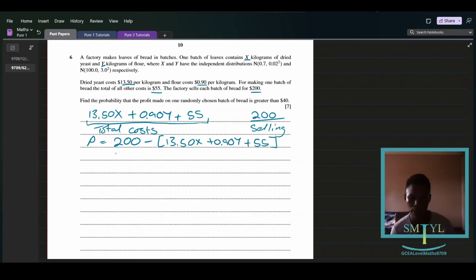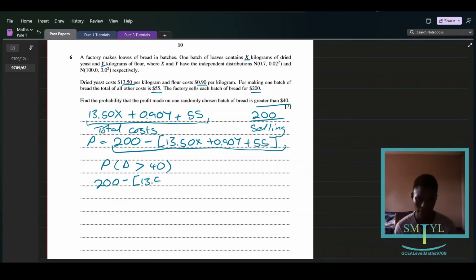And we're told that our profit should be greater than 40. So in other words, we want the probability that the profit P is greater than 40. We can substitute this with P. We're looking for the probability that 200 minus, in brackets, 13.50x plus 0.90y plus 55 — all of this represents P — is greater than 40.